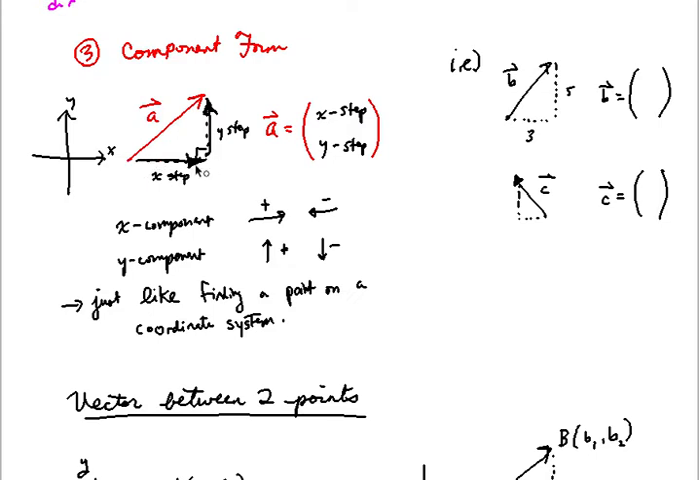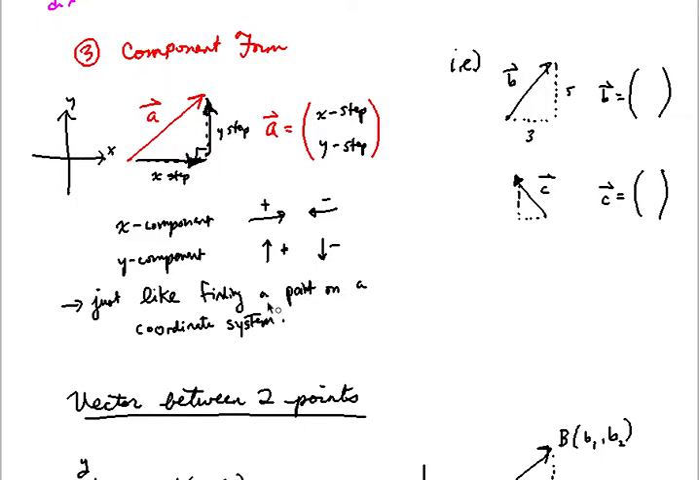And so the horizontal vector is my x step, or my x component, and my vertical vector is my y step, or my y component. And because these are still vectors, they have direction. So if the horizontal vector is pointing to the right, we say that it is positive. It's going in the positive direction.